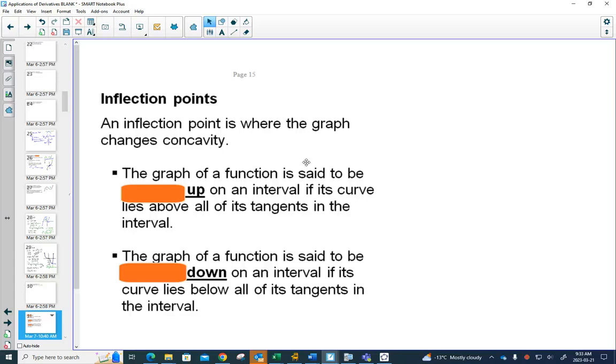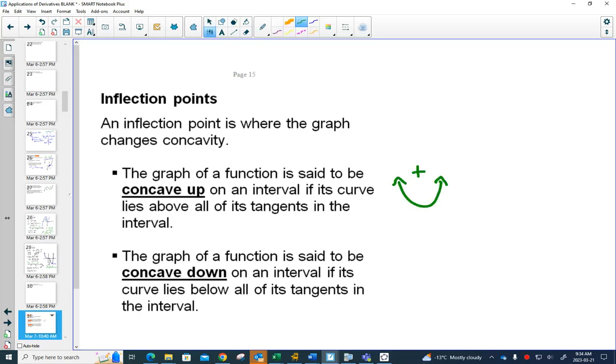And we've already talked about these inflection points, but we'll do it formally now. An inflection point is where we change concavity. We call something concave up, think happy, if it's curved like a parabola going up. And concave down, if it's like a parabola going down.